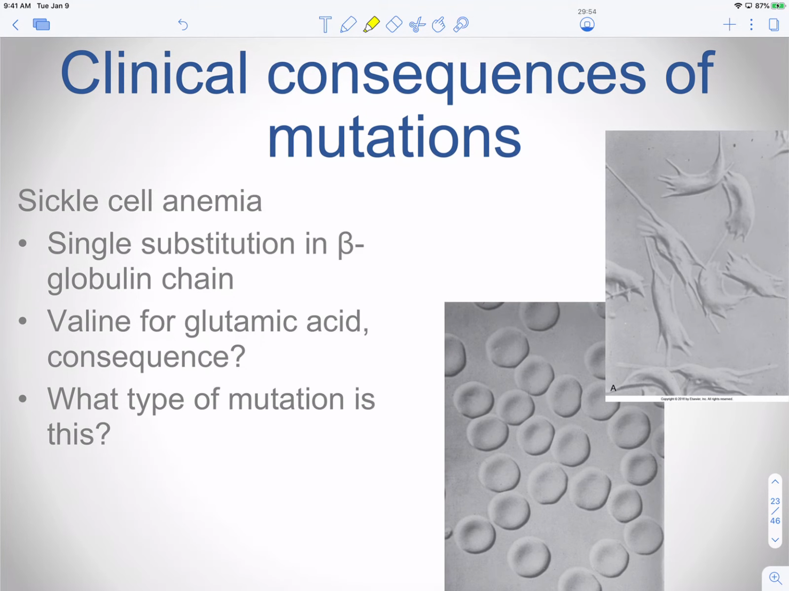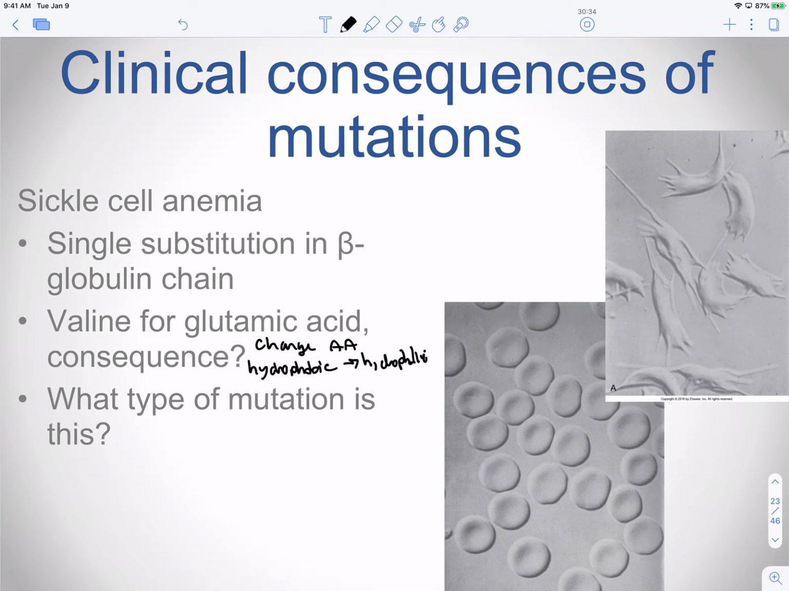Now we talked about sickle cell anemia. So sickle cell anemia is that single base pair substitution in the beta globin chain in which you get valine for glutamic acid. So you're switching a change of amino acids. And not only that, you're going from a more hydrophobic to a hydrophilic.